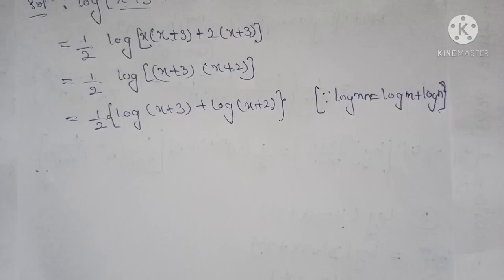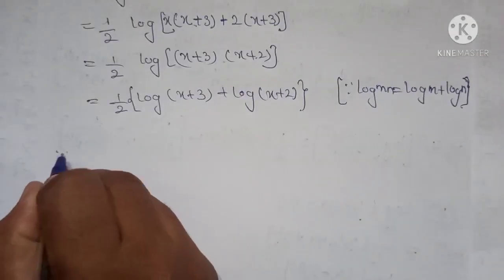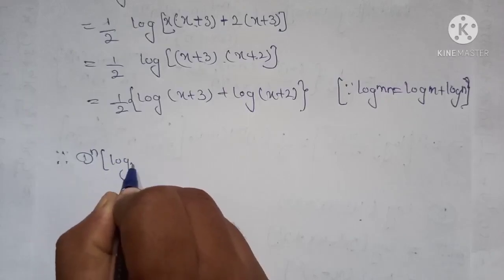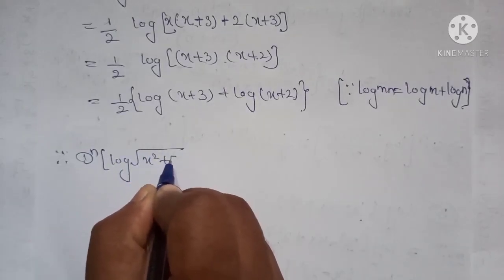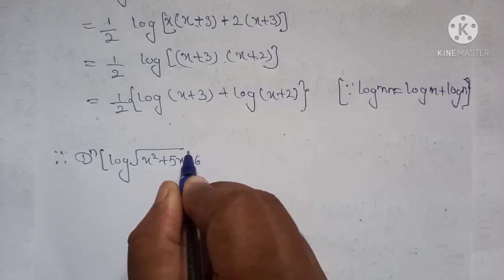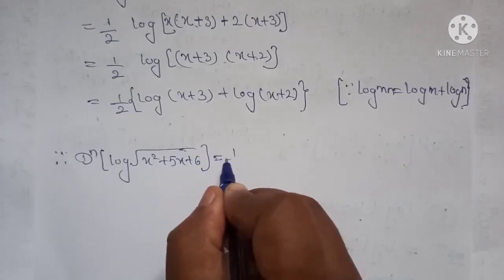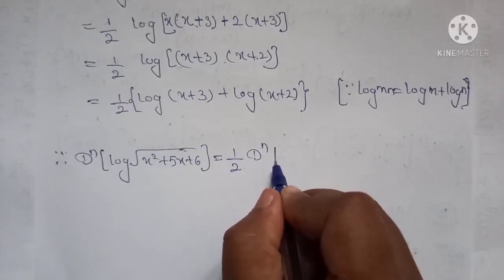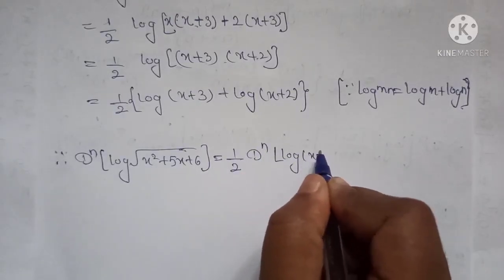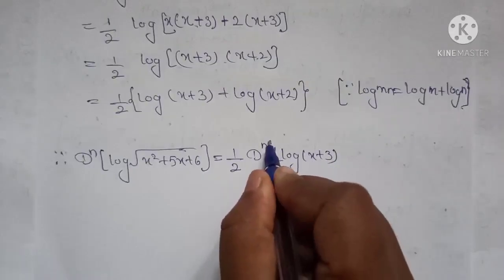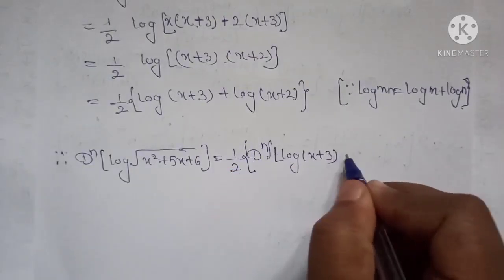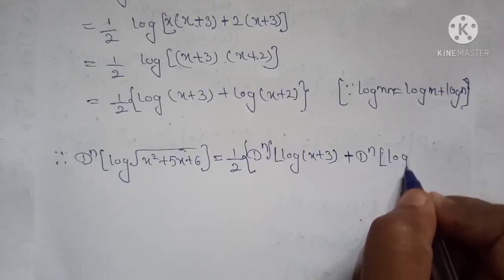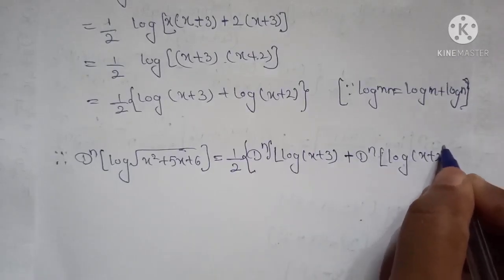Now we apply the nth derivative here. Therefore the nth derivative of the given function log of square root of (x square plus 5x plus 6) is equal to 1 by 2 times the nth derivative of log of (x plus 3) plus the nth derivative of log of (x plus 2).